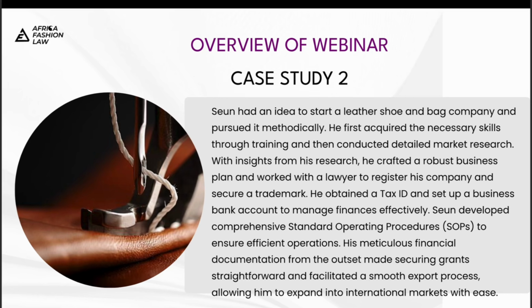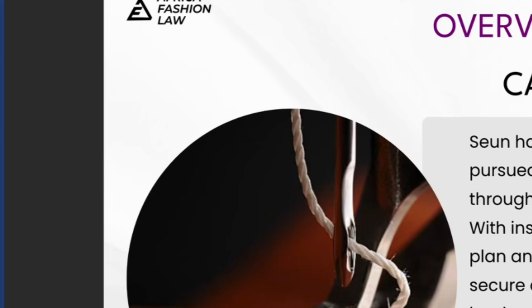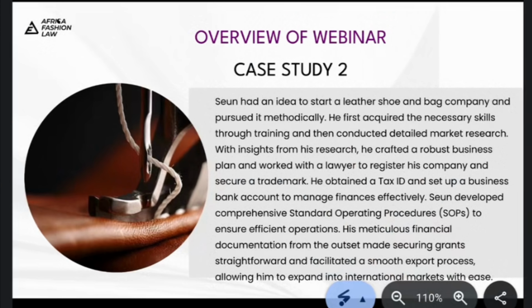Shemu developed comprehensive standard operating procedures to ensure efficient operations. He had meticulous financial documents, and eventually, in the same 2 year mark that Tope had, he wanted to seek investment, he wanted to expand his business. But Shemu had documentation to prove that he owns the business, that he has been running the business for 2 years, and he primarily had all the documents that he needed.